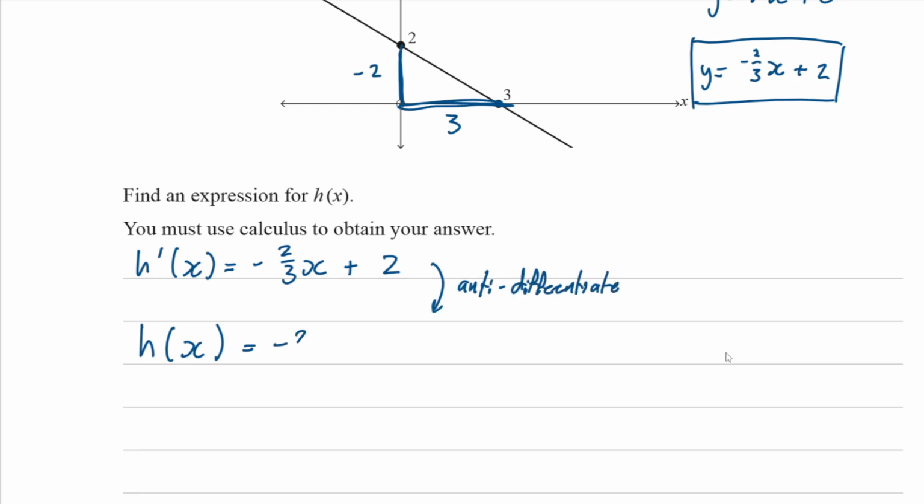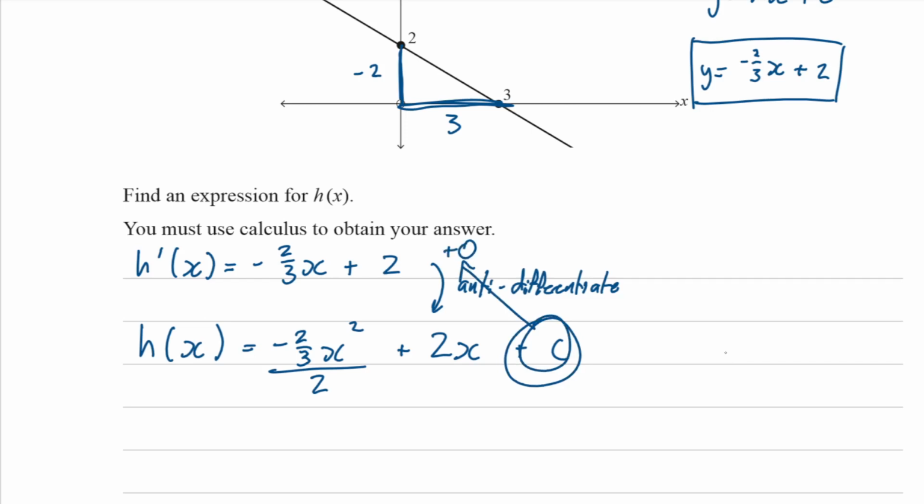So for negative 2/3 x, when we anti-differentiate, we add 1 to the power and we divide by the new power. The antiderivative of a constant is that constant times x, and when we integrate or anti-differentiate, we have this unknown constant plus c. So reminder, the derivative of a constant is 0. However, the antiderivative of 0 could be any constant, which is why we write plus c.